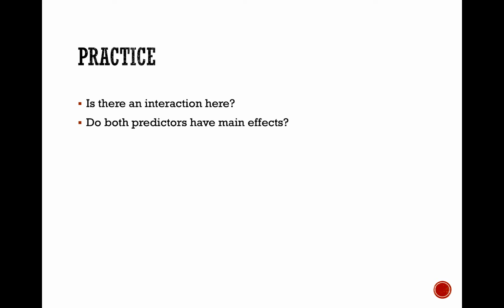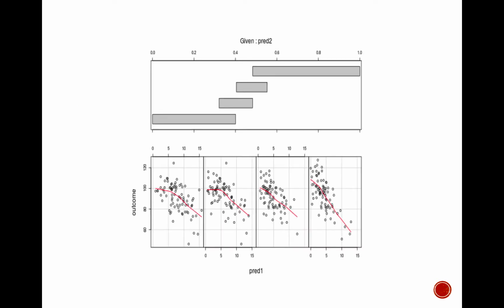So let's go ahead and do some practice together. And I want you to ask yourself if there is an interaction here, if there seems to suggest that there's some interaction going on. And also ask yourself if both predictors have main effects. So what about this one? Okay, so there's clearly a main effect for pred1, whatever that is. And as far as the second one, it doesn't seem to indicate that the dots are shifting one direction or another as the plot changes.